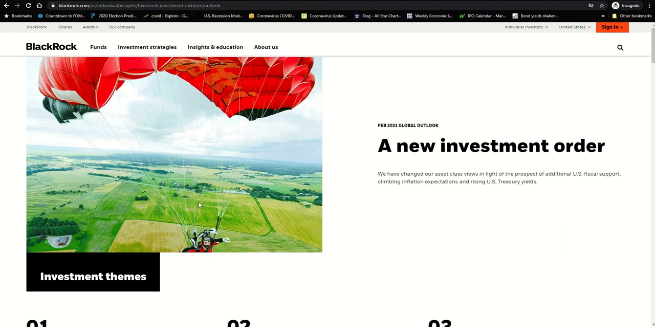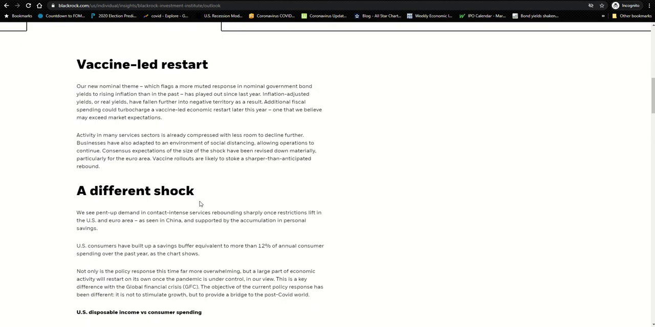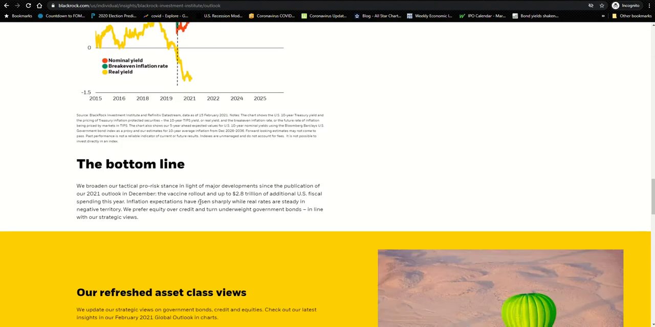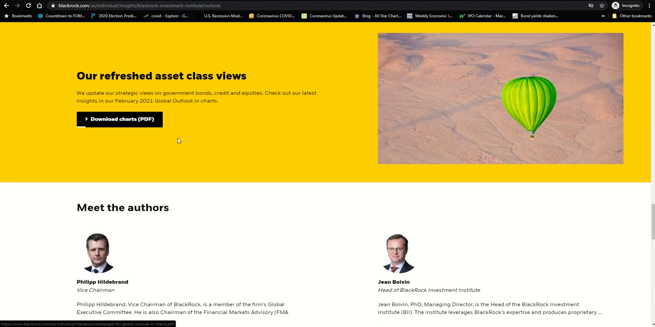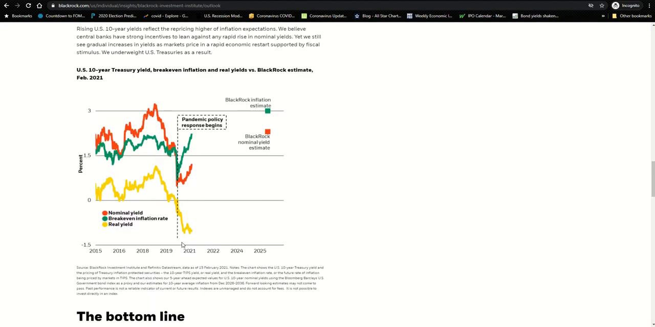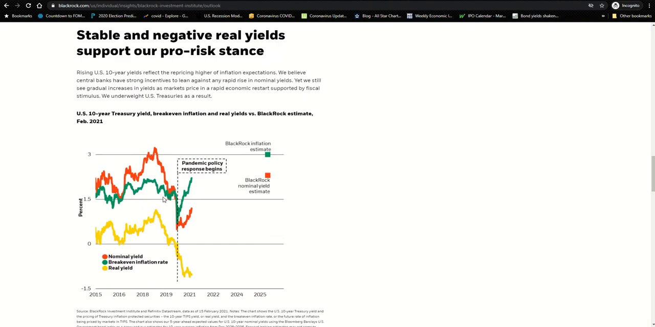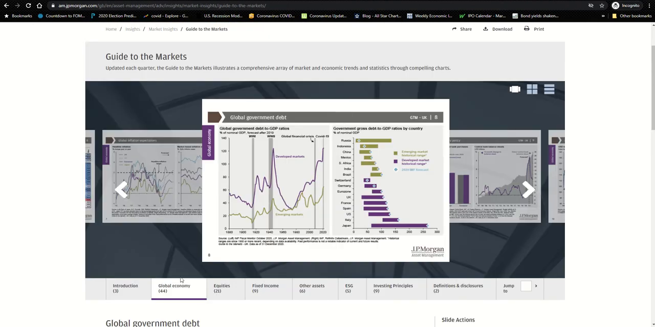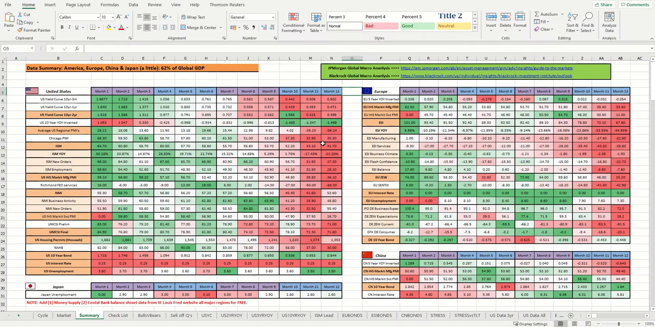Similarly, BlackRock has the exact same PDF, and you can also have a look at their viewpoints. Just click here to download the chart as a PDF document, and then you'll be able to see what BlackRock's thoughts are as well. See if they link up with your global macro viewpoint.